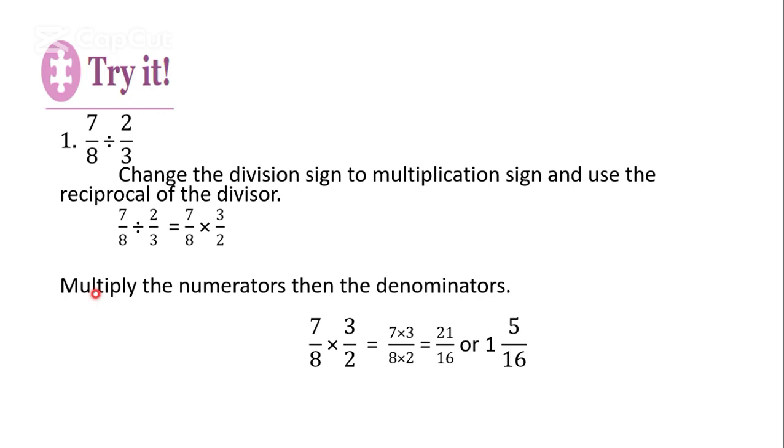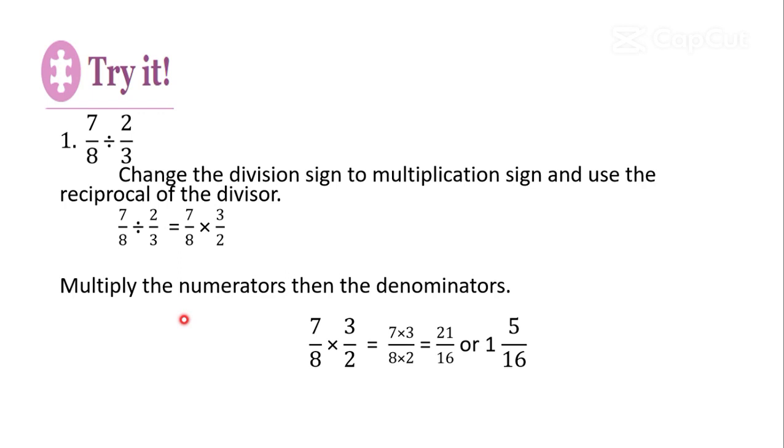Example, 7/8 divided by 2/3. First step is to change the division sign to multiplication. So 7/8 times. You are now changing the division to multiplication sign. Then get the reciprocal of your divisor. The divisor is the second fraction, not the first one, okay? So 2/3. As I said earlier, 2 will become your denominator and 3 will become your numerator. Get its reciprocal.